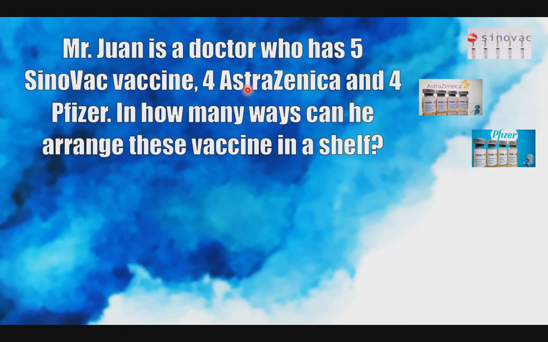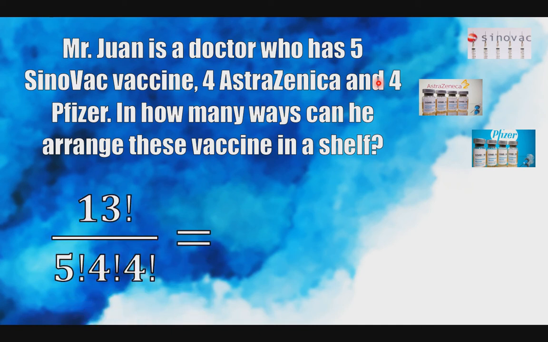Next, Mr. 1 is a doctor who has 5 Sinovac vaccine, 4 AstraZeneca, and 4 Pfizer. And how many ways can he arrange this vaccine in a shelf? So, again, ito po yung mga meron si Mr. 1 or si Dr. 1. And ilang lahat yan? 5 plus 4 plus 4 is equal to 13. So, 13 ang numerator, samantalang ang denominator is 5 factorial times 4 factorial times 4 factorial. Evaluate nyo muna to, then evaluate nyo din tong denominator, tsaka nyo i-divide, makuha is 90,090.